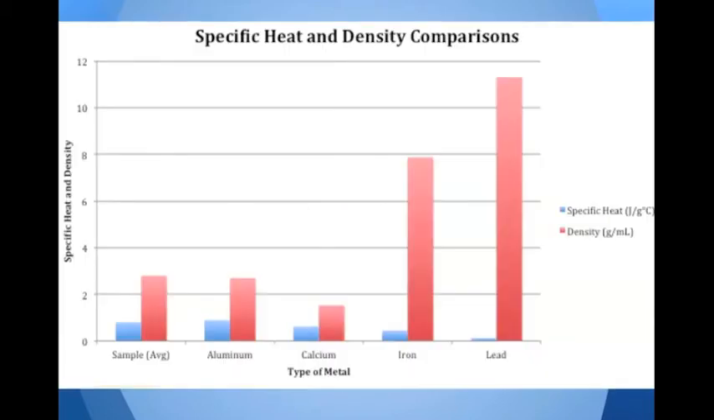So here's a graph of our data. It's graphing the specific heat and density of our sample as compared to 4 common metals. As you can see, the density of lead and iron is way too high for our sample to be one of those 2 metals. Therefore, we can rule those out. And while calcium is closer, its specific heat and density are both a little too low to match up. As you can see, aluminum's values are very, very close to our own sample's, and therefore we concluded that our sample was aluminum.